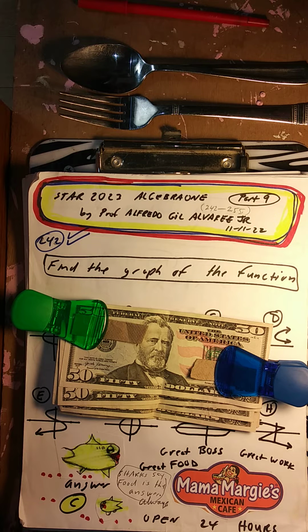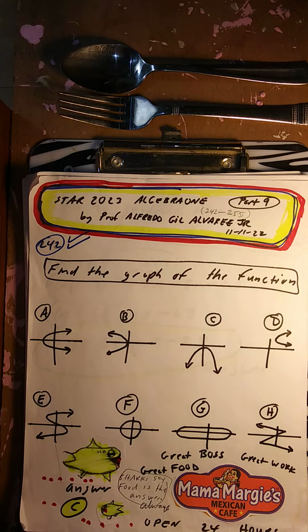Okay, so before we start this, you need some money right now. Great boss, great work, great food, Christmas money. Right there you go. Open 24 hours. They'll give you lots of this if you work for them. Anyway, let's go ahead and start. Get this money out of here. We don't need this right now.